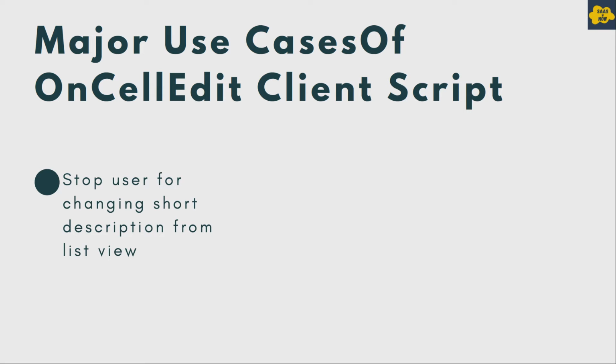Major use cases of OnCellEdit client script. Starting with stopping a user from changing the short description from list view. If you want to stop the user from changing the short description in list view, you can achieve that with the help of an OnCellEdit client script.